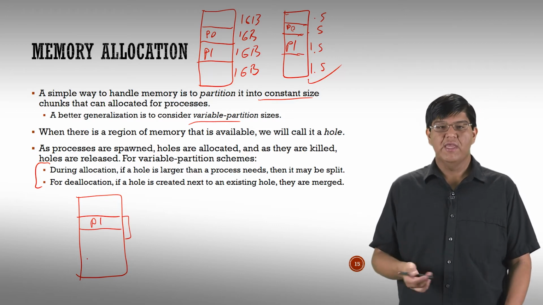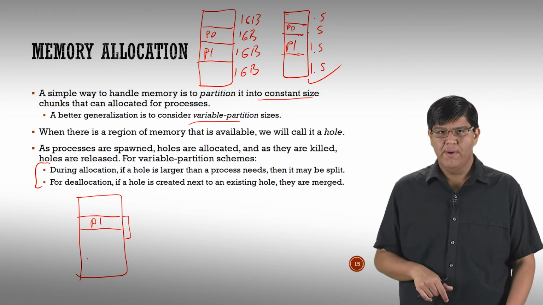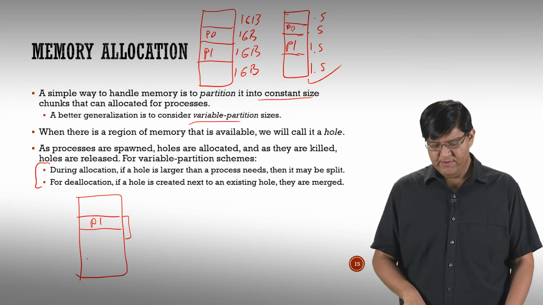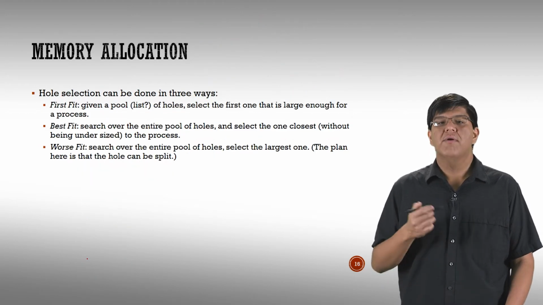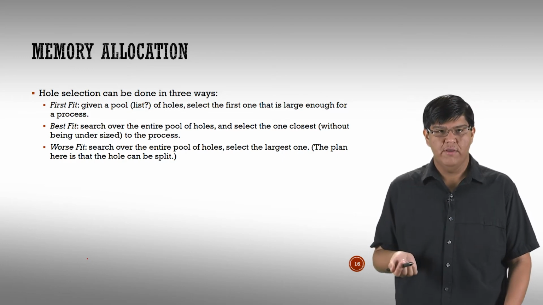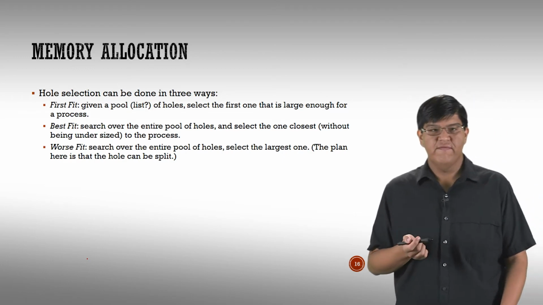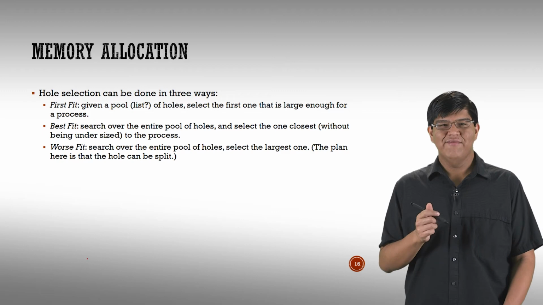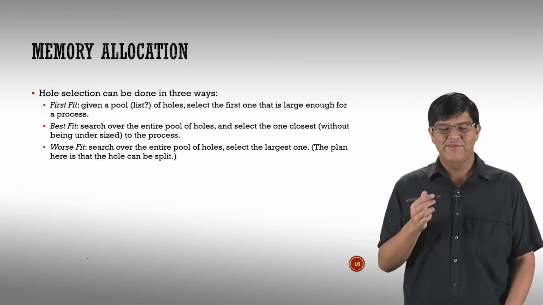All right, so we have the constant scheme, we have the variable scheme. Let's talk a little bit more about the selection of holes. This is one thing we're definitely going to have to worry about. I'm running a process, how do I pick what holes I should fill? And I have 3 different choices here: best fit, first fit, and worst fit. I know it's funny to say worst fit, because why would I do the worst fit? But we'll see in a second.